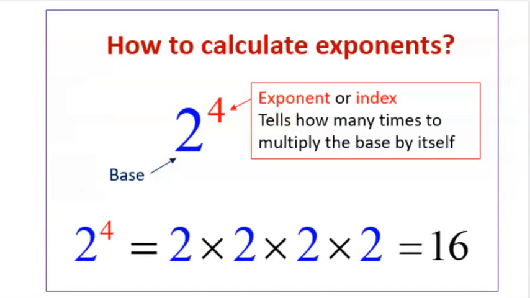How to calculate exponents. So exponents are written in the top right-hand corner of the number. The base is the bigger number and the exponent is a smaller number, and it just tells you how many times to multiply the base by itself. So 2 to the 4th power is 2 times itself 4 times.